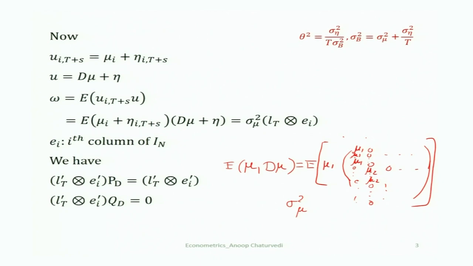In fact, you can write that matrix as L T Kronecker product E I, where E I is the ith column of I n, meaning here I is equal to 1. So you get E 1 here. E 1 is the first column of the identity matrix, so it has first element 1 and remaining elements are 0. If you take this Kronecker product, you get the first T elements 1 and remaining elements 0. So you get this expectation.